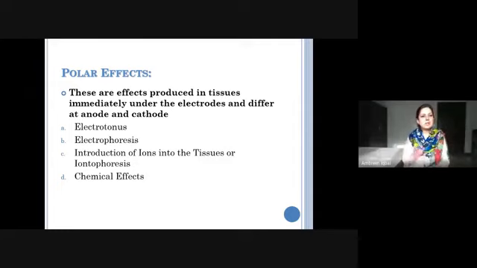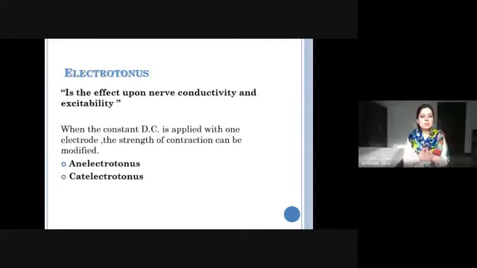Electrotonus. Electrotonus is the effect upon the nerve conductivity and excitability when you apply the constant direct current. So when the constant direct current is applied with any one electrode, the strength of the contraction may be modified. It can be anelectrotonus, it can be catelectrotonus.